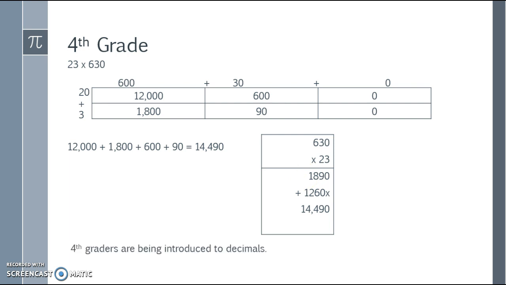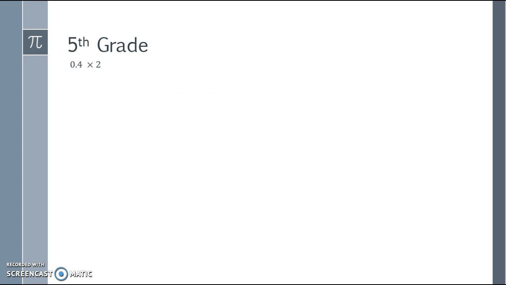In 4th grade, we're only being introduced to decimals. But once we are, we can see the connection between using the same types of modeling in the 5th grade. So let's say I want to take 4/10 times 2. Once we're in the 5th grade, we're actually using decimals, not just introducing them. We want to find 2 groups of 4/10.